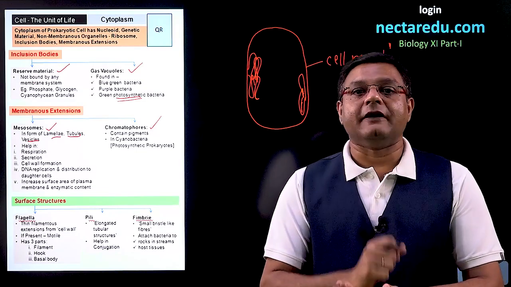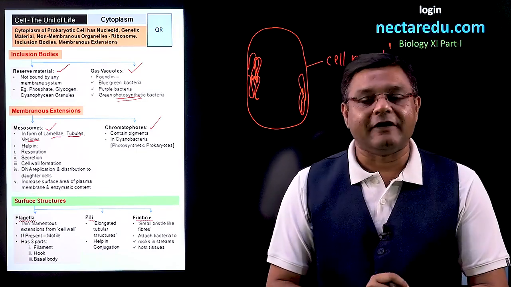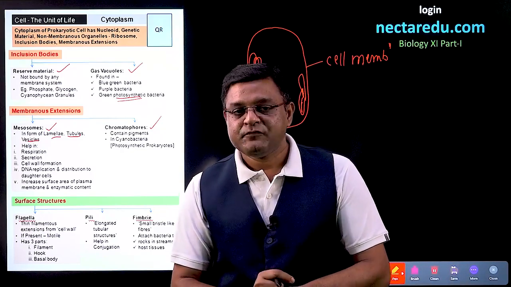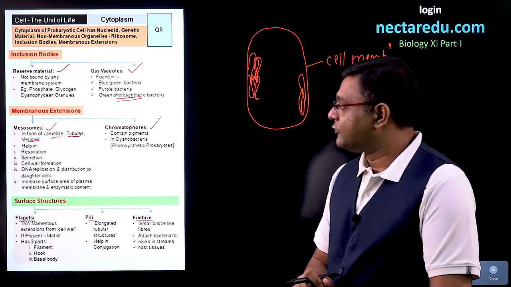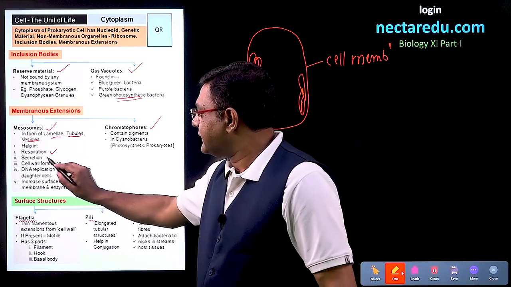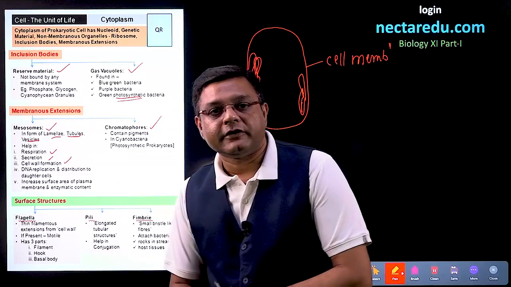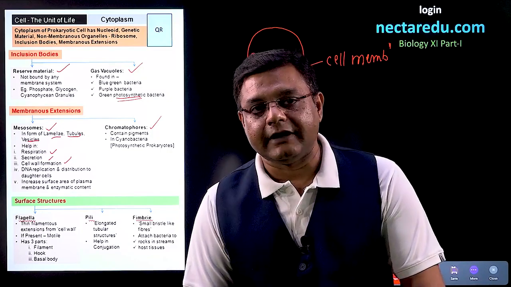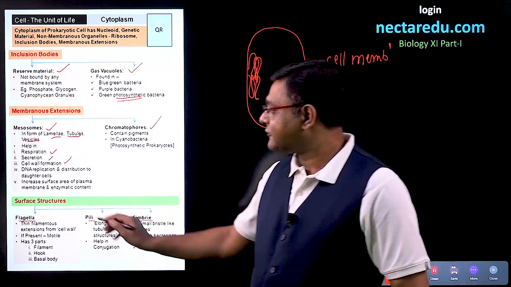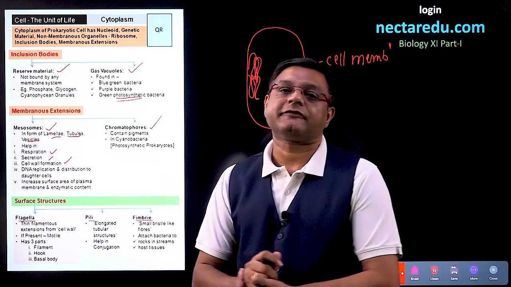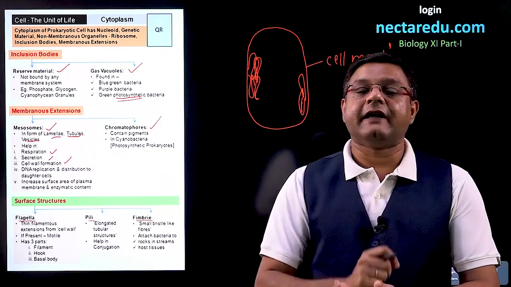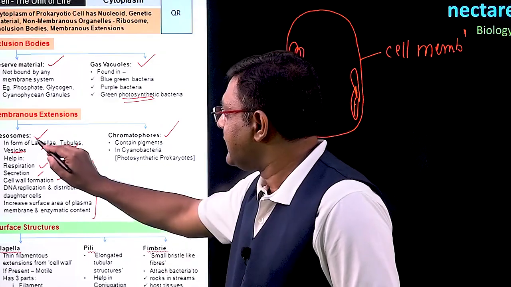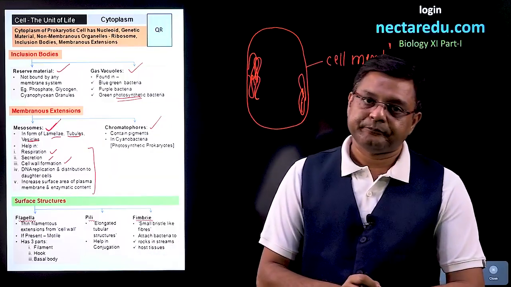Coming to the function of mesosomes, there are 5 functions of mesosomes. The first function of mesosome is respiration. The second function is secretion. The third function is cell wall formation. Fourth function is DNA synthesis and its distribution into daughter cells. And the last function is it increases the surface area of plasma membrane, as well as it increases the enzymatic content. So these 5 functions are of mesosomes.